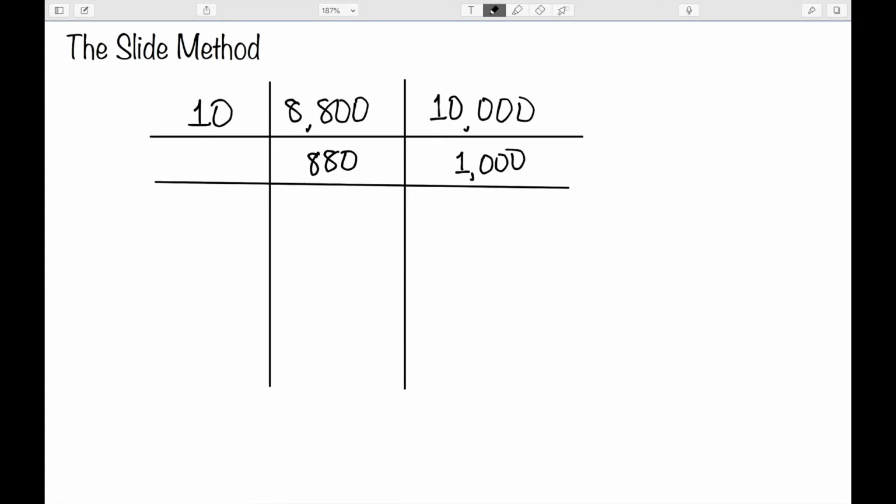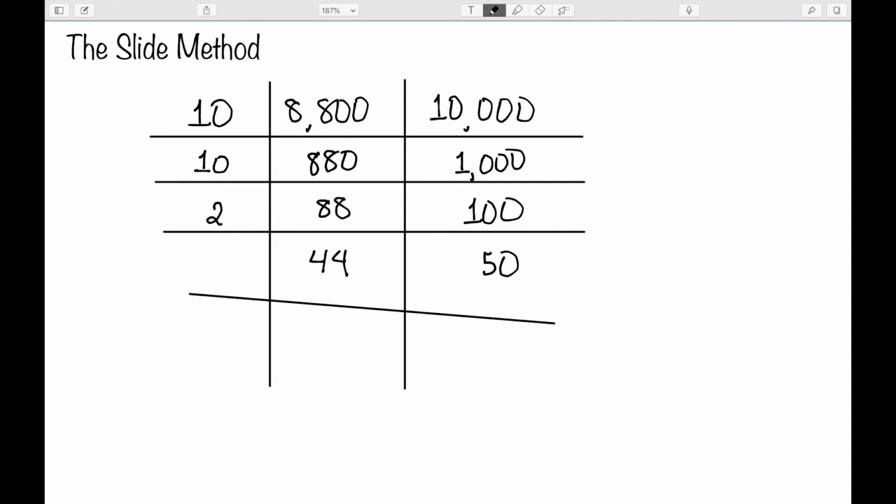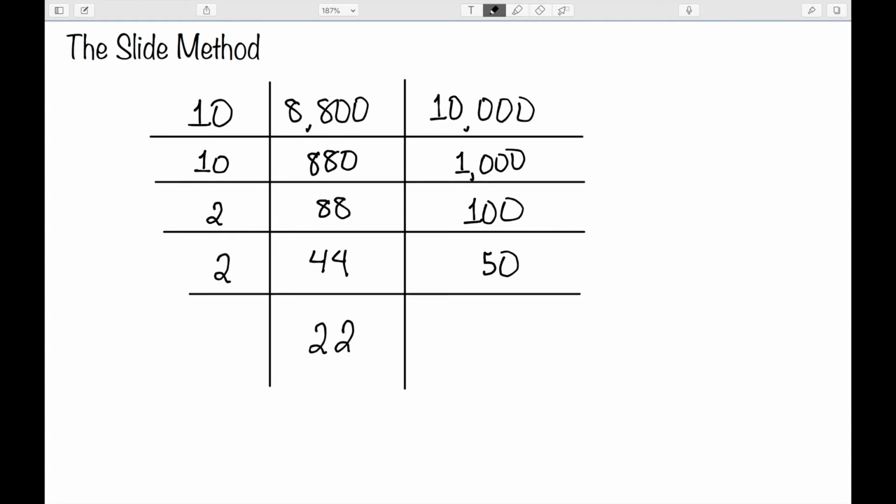We can keep going. They have a 10 in common. 880 divided by 10 is 88. 1,000 divided by 10 is 100. We can now see that they have a 2 in common. 88 divided by 2 is 44. 100 divided by 2 is 50. And then finally, they have another 2 in common. 44 divided by 2 is 22, and 50 divided by 2 is 25.